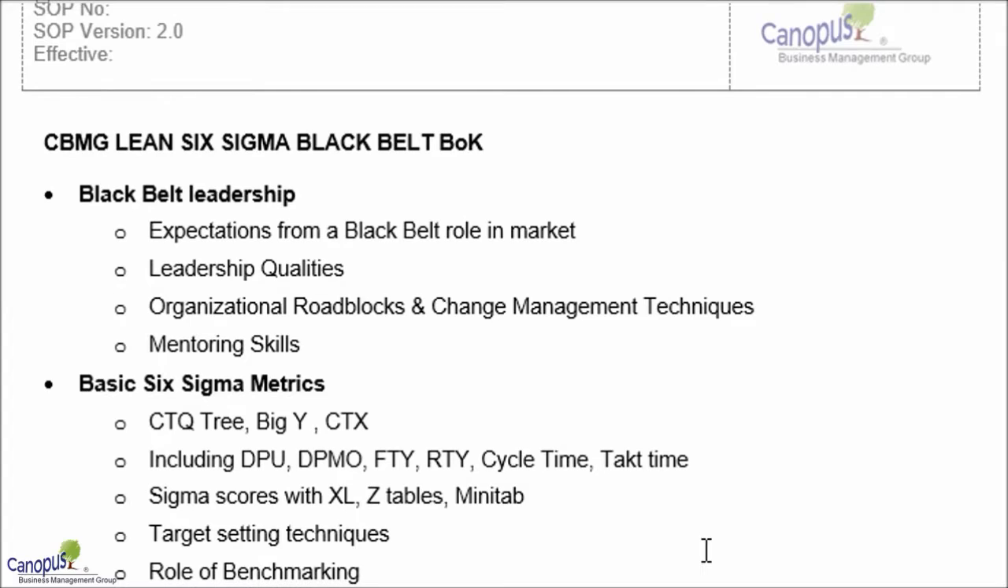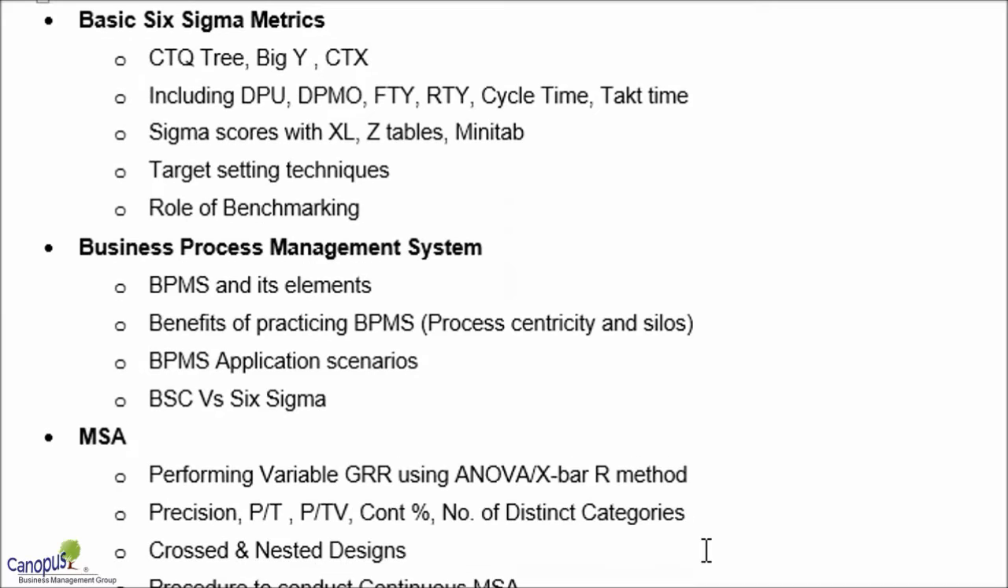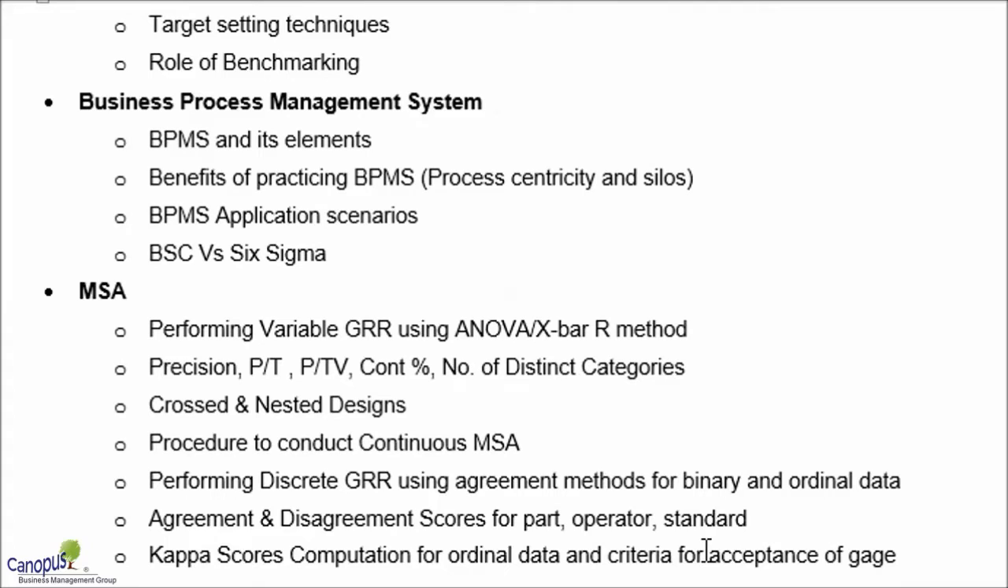In the black belt body of knowledge, we touch upon black belt leadership skills, change management skills, and Six Sigma metrics. Mainly we're going to talk about RTY in that. We're talking about the business process management system and how you apply it. We're going to talk about measurement system analysis, and we're going to deal with all the difficult concepts.